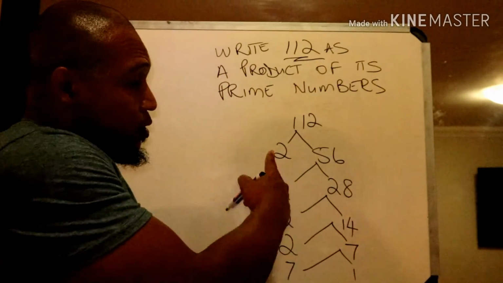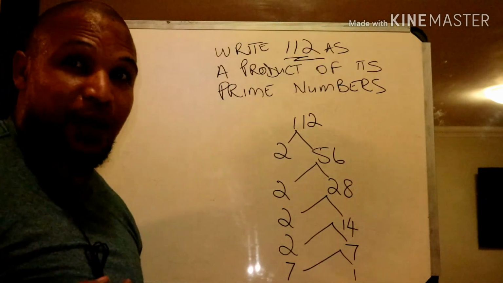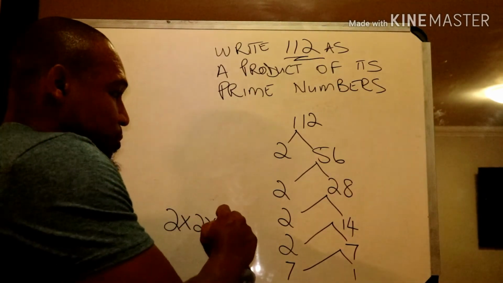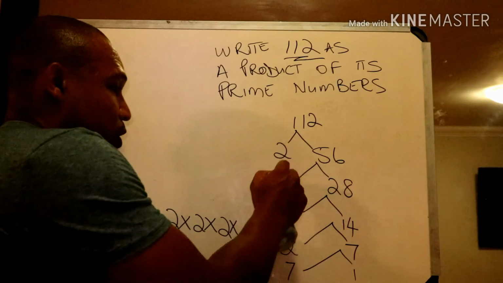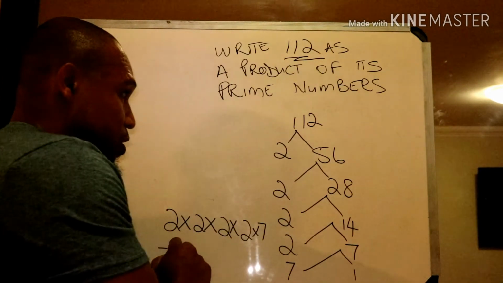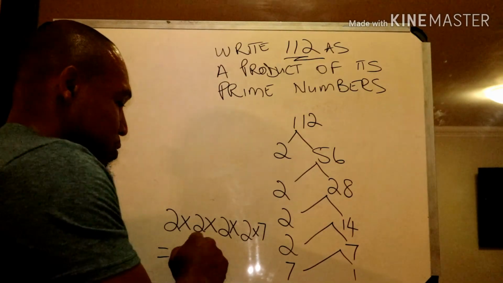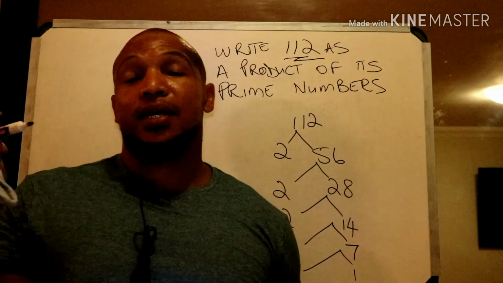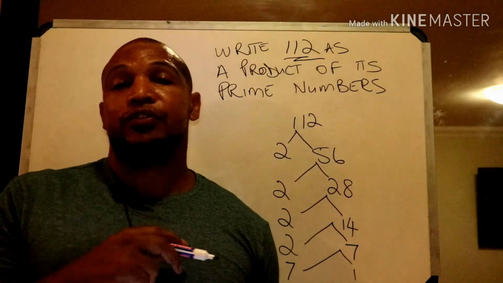We got to 1, so now we can write it as a product of its prime numbers. 2 times 2 times 2 times 2 times 7 is equal to 112. And that's how you write a number as a product of its prime numbers.